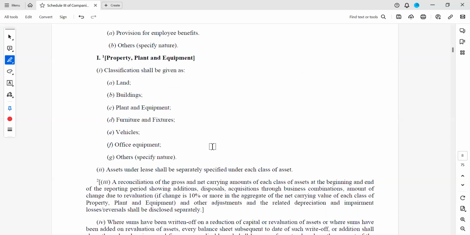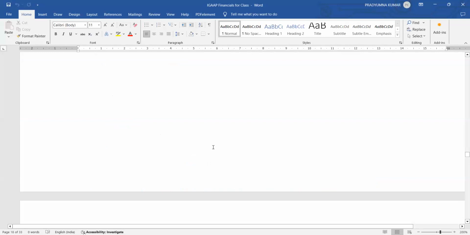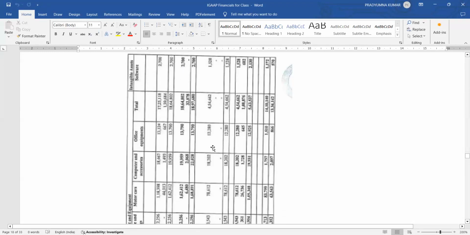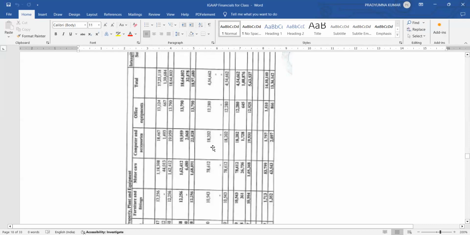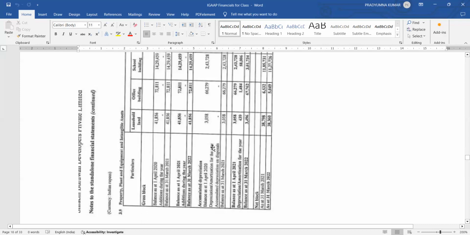Now we are moving to property, plant and equipment, that is the asset side. Here I could see a little strange disclosure. See, this is... usually we don't disclose like this.